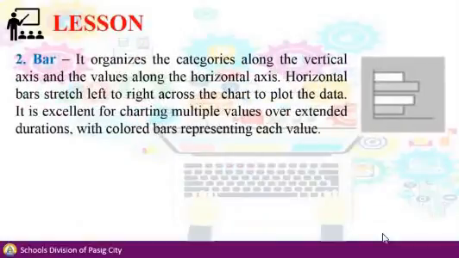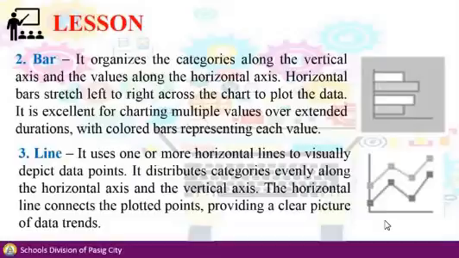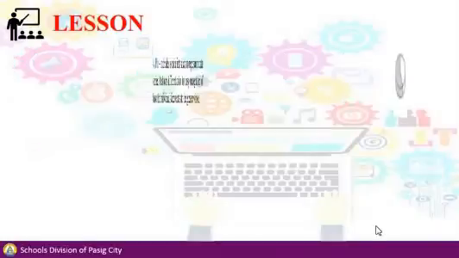We also have bar. It organizes the categories along the vertical axis and the values along the horizontal axis. Horizontal bars stretch left to right across the chart to plot the data. It is excellent for charting multiple values over an extended duration, with colored bars representing each value. We also have line. It uses one or more lines to visually depict data points. It distributes categories evenly along the horizontal axis and the values along the vertical axis. The line connects the plotted points, providing a clear picture of data trends.